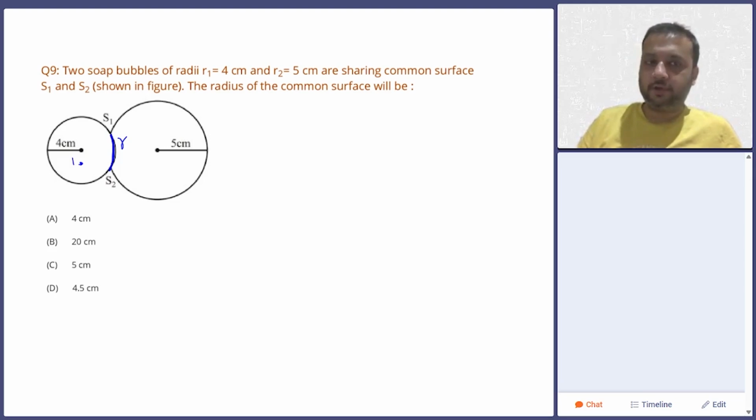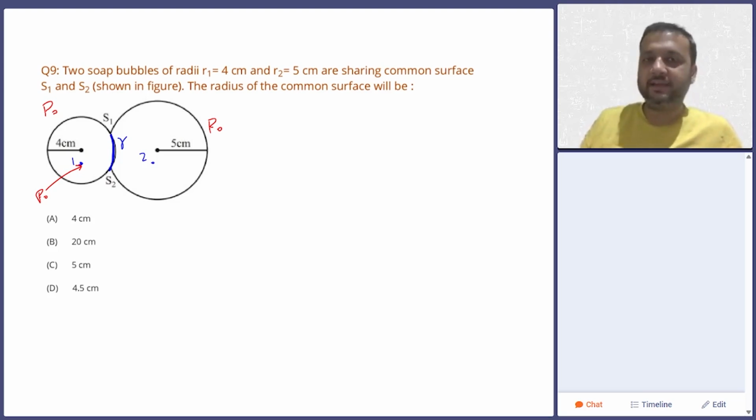Now assume some point 1 here and assume some point 2 here. Okay. Assume the outside pressure as P0. P0 is the outside pressure. So if I go from P0 to point 1, so basically I'm crossing a spherical surface. In fact, two spherical surfaces, one will be outside and one will be inside. So two spherical surfaces I'm crossing.